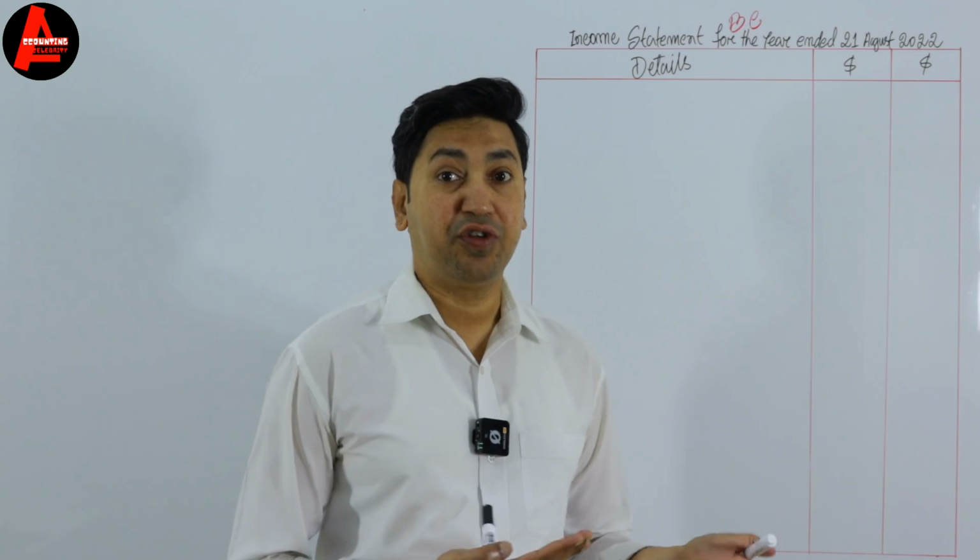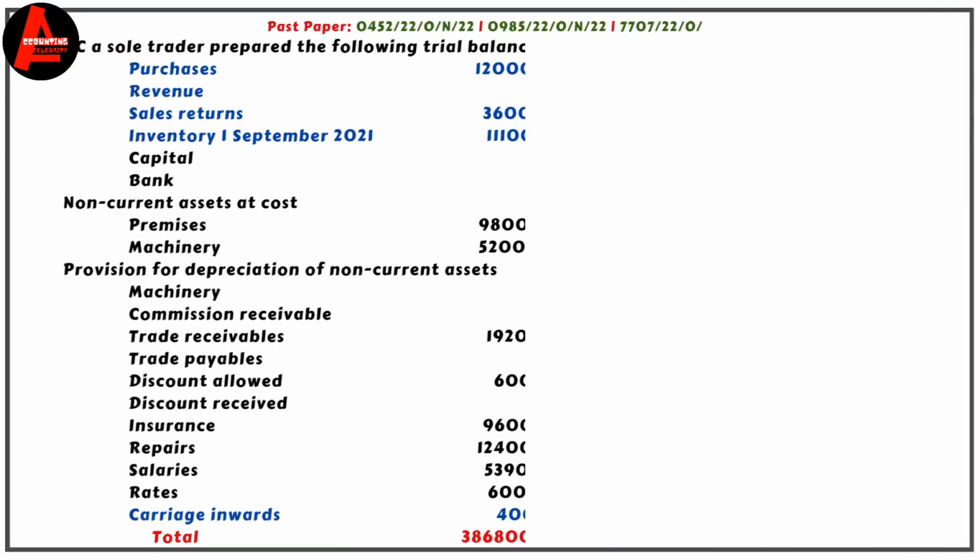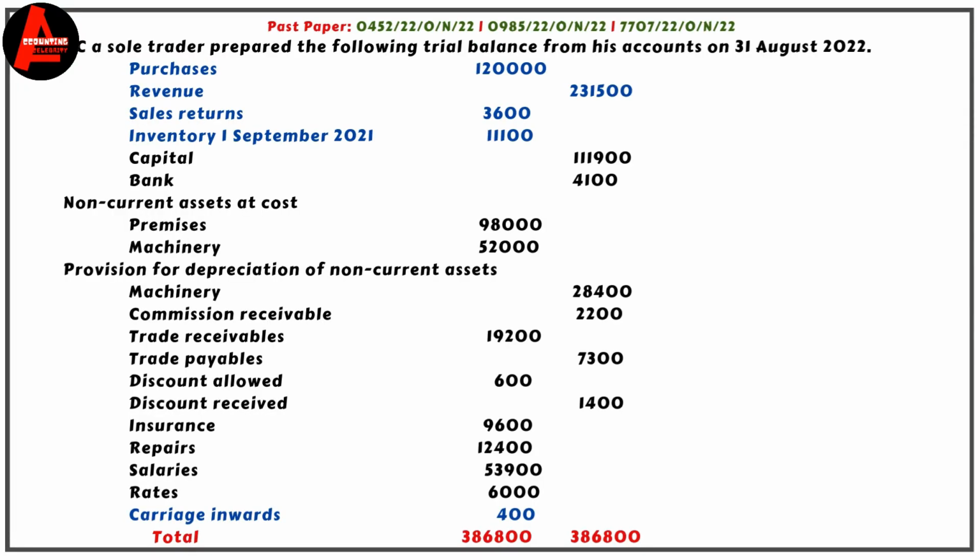So before we start, let us have a look at it. BC, a sole trader, prepared the following trial balance from the accounts on 31st August 2022. So here we see a list of balances. It is a trial balance and it is balanced. On the debit side, it is $386,800. Same on the credit column.